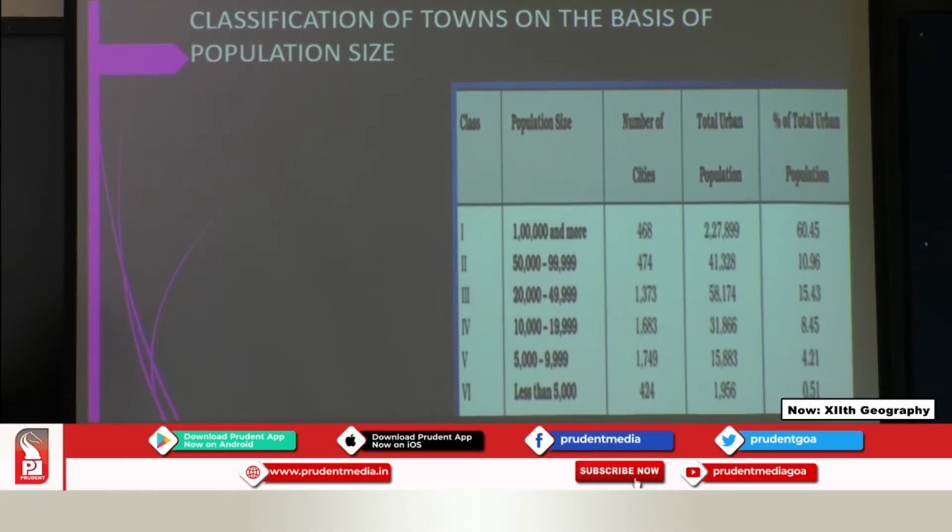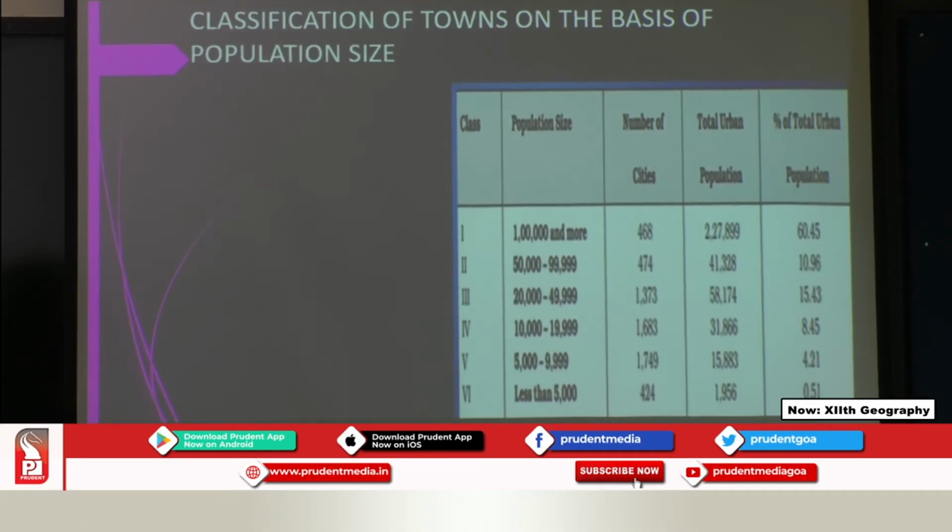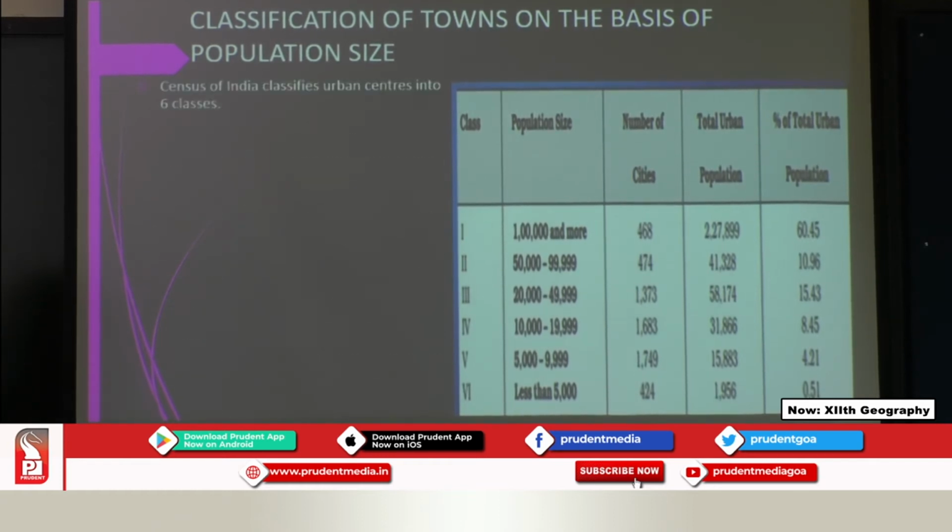So, class 1 town is the one whose population is more than 1 lakh. So, any city whose population is more than 1 lakh, that particular town in India is classified as a class 1 town.